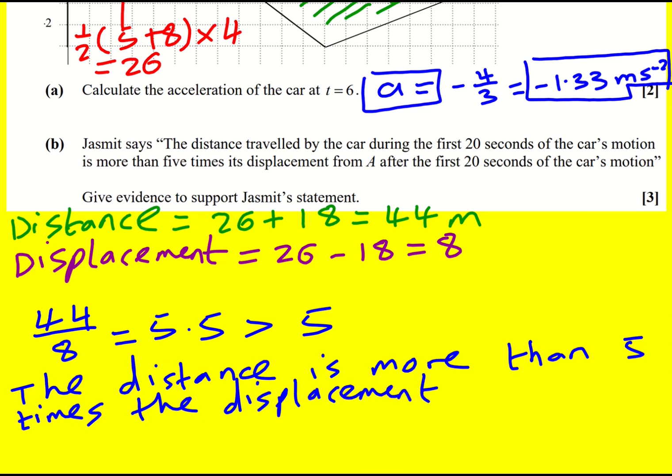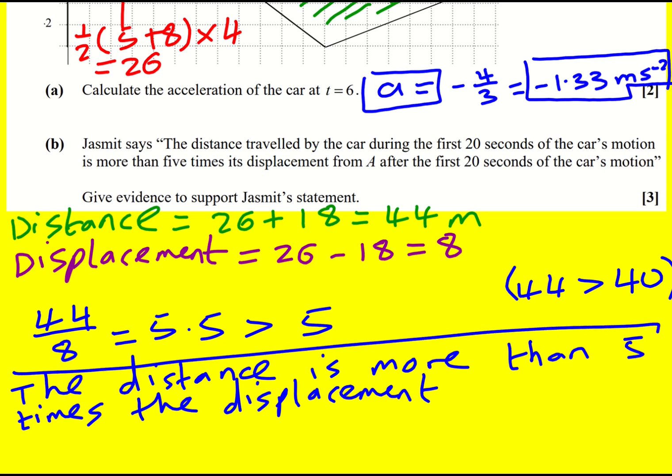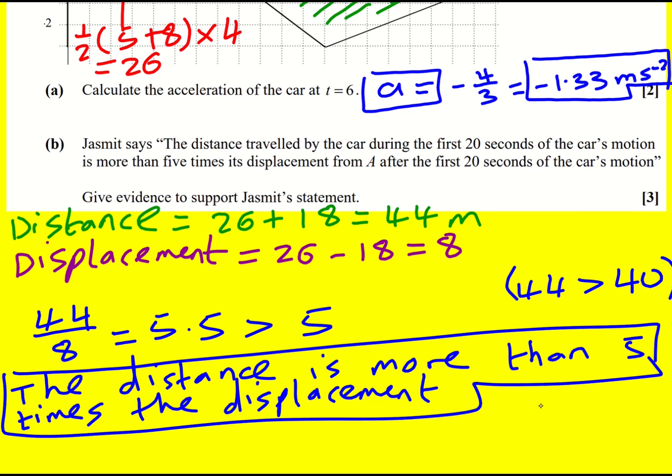You could alternatively do it by getting the displacement and then timesing that by 5 and getting 40, and then showing that 44 is greater than 40. That's an alternative way of doing it, but both are fine. I do advise a little conclusion at the end because it says give evidence. So I've kind of given my evidence and then a supporting conclusion.